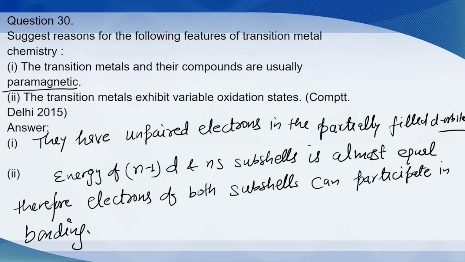Is it okay, beta? That's why manganese can show +2 to +7, because manganese is 3d5 4s2. So 4s as well as 3d, both are treated as valence orbitals. Therefore, electrons of 4s and 3d are involved in bonding. So manganese can show oxidation state from +2 to +7.